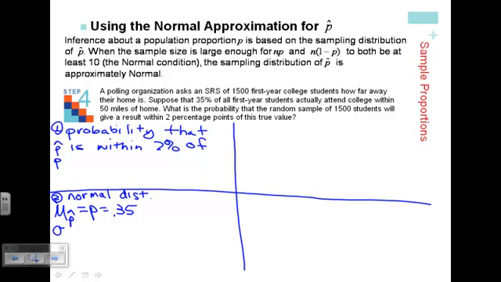Do we know what sigma of p hat is? No, Jason, you just gave the formula. Oh yeah, the square root of p times 1 minus p divided by n. Or in this case, it is the square root of 35% times 65% divided by n, 1,500. Great.